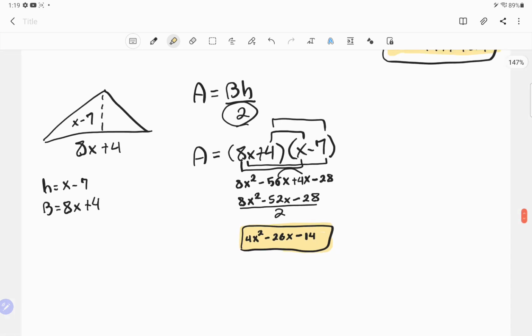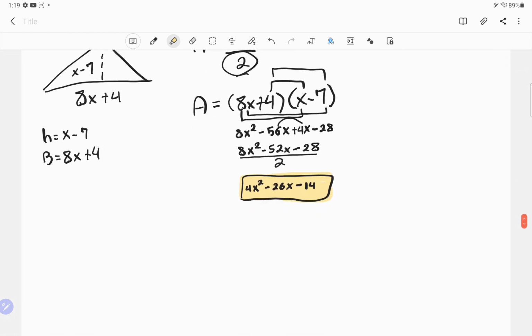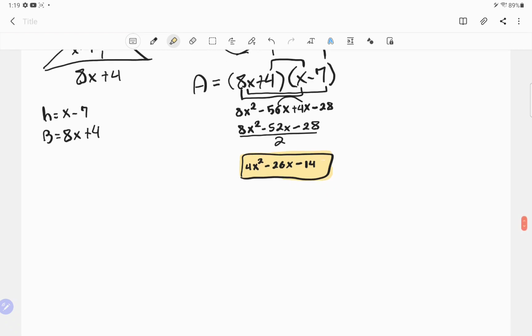A lot of these problems, you just have to do the FOIL method. Literally, that's all you have to do. Now we have 3 more problems. We're almost there.